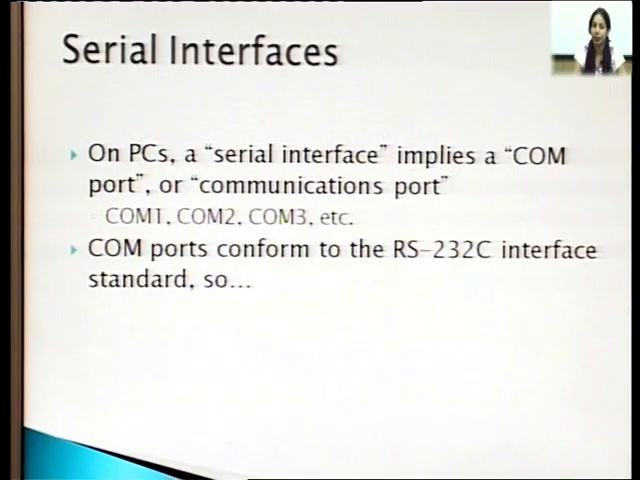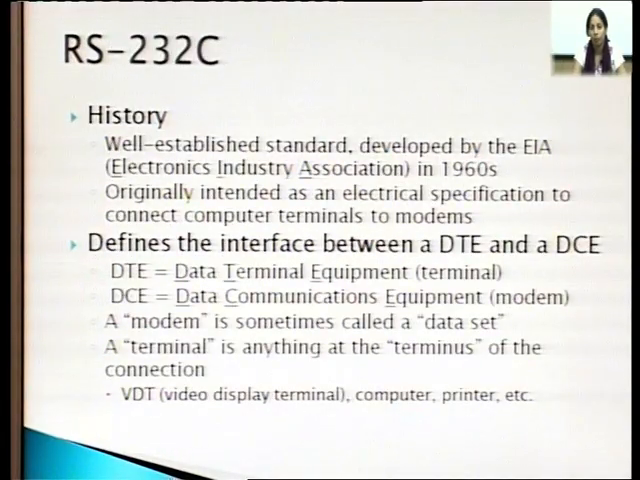Now we have serial interfaces. On PCs, a serial interface implies a COM port, or communication port: COM port 1, COM port 2, COM port 3. Basically, these are for communication, and we say COM port in terms of DOS. COM ports conform to the RS-232 interface standard. So now we will discuss the RS-232 standard.